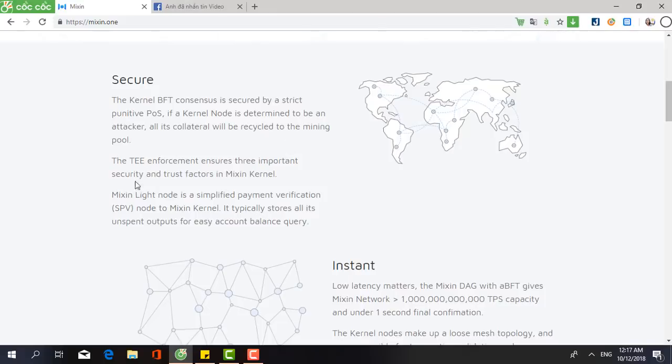The TEE enforcement answers three important security and trust factors in Mixin's kernel. Mixin light nodes do simple payment verifications and talk to the Mixin kernel. It typically stores the unspent outputs for easy account balance query.